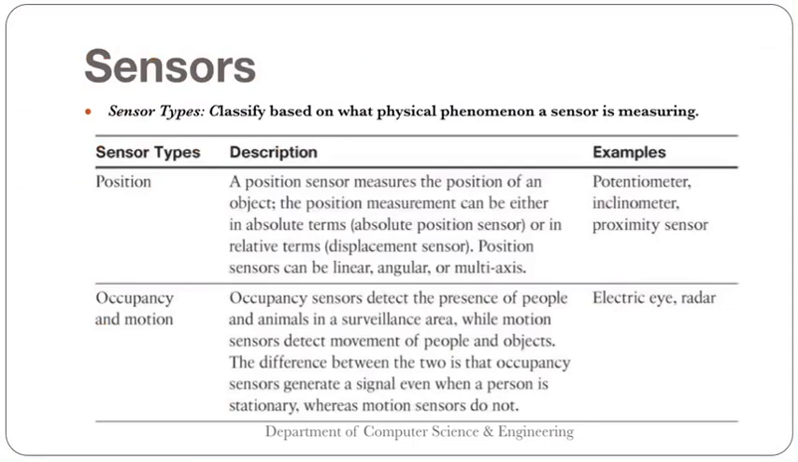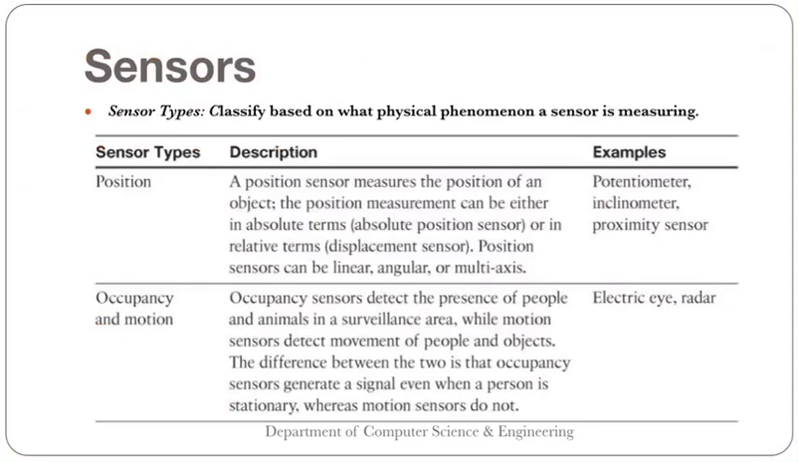Also displacement sensors. A position sensor can be linear, angular, or multi-axial. So we are finding the position of any object, which can be a linear or angular position or multi-axis. Examples of position sensors are the potentiometer, inclinometer, or proximity sensor.